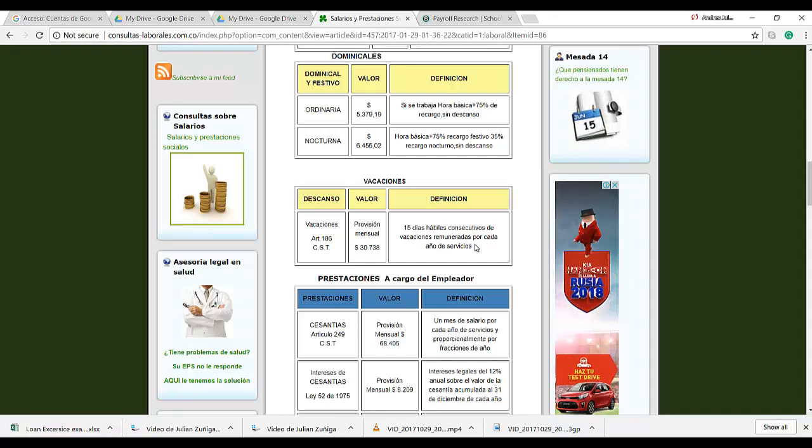service, okay? There are some cases where the employee would like vacations in money. So you would have to pay him those 15 days like if he was working. So this person may go on vacations. You will pay those 15 consecutive days. And in case it is a minimum wage, you can do that. Okay, so in case it's a minimum wage, it would be 30,738.